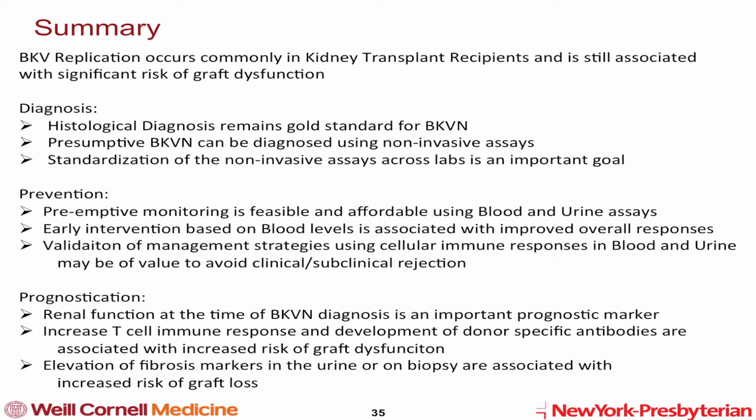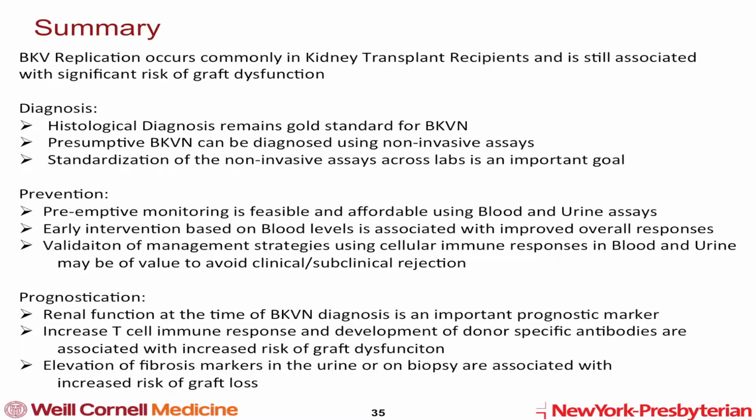In terms of prevention, preemptive monitoring is feasible and affordable using blood and urine assays. Early intervention based on blood levels is associated with improved overall responses. Validation of management strategies using cellular immune responses in blood and urine may be of value to avoid subclinical rejection, and that requires further studies.